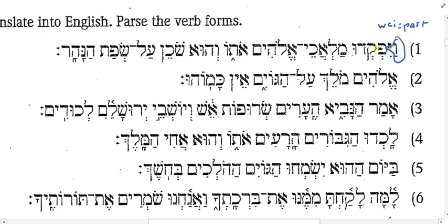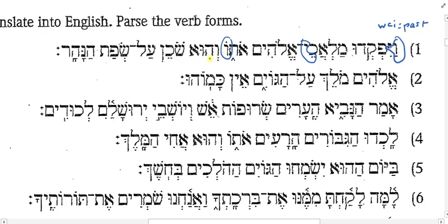Now, is this a singular or plural verb? If we're saying they, it's plural, right? So what we might want to ask is, is there a plural subject that's explicit here? What is Malachi Elohim? Messengers of God. Do you see the plural ending? So this would be the messengers of God appointed. Otho? Him. This is the direct object marker with a third masculine singular pronoun. So the messengers of God appointed him.